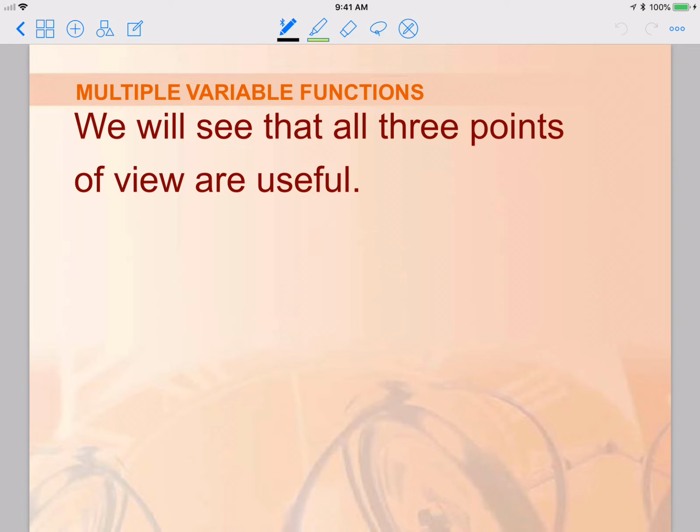That's it for our introduction to functions of several variables. What are we going to do next? We're going to start looking at rates of change. So we're going to look at tangent planes, partial derivatives, and gradients.